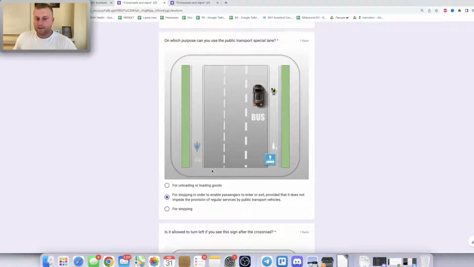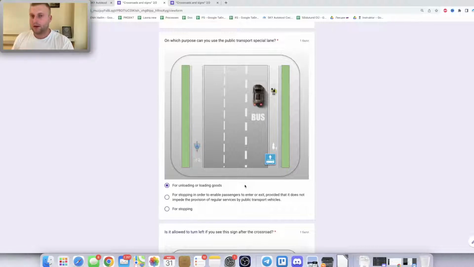Yeah. The point is that we can use it for all these things. For unloading or loading goods, we can use it. For stopping too. Actually, both answers are correct, but this one is more correct because all details are also included. So I can stop to drop or pick up the passengers, provided that it does not impede the provision of regular service by public transport vehicles. So it means that I can do that if I'm not disturbing buses. I can also do the same for unloading and loading goods, but if we add here the same condition, then it will be correct.